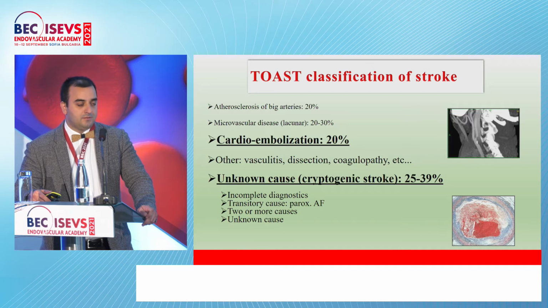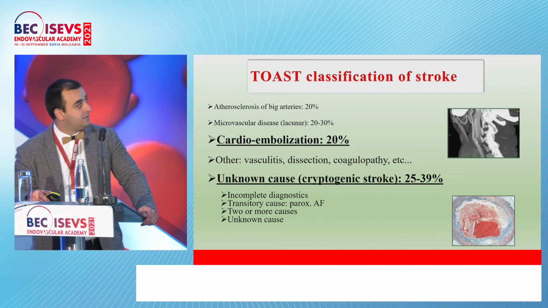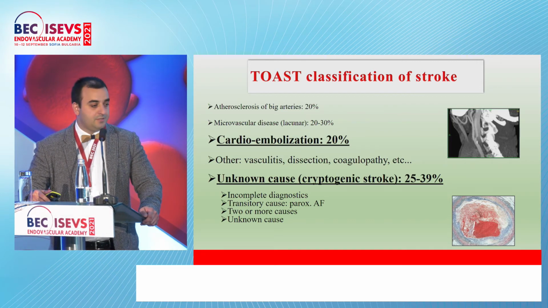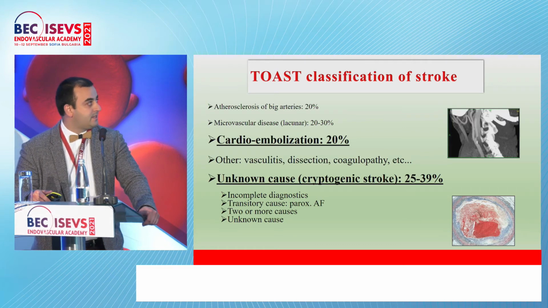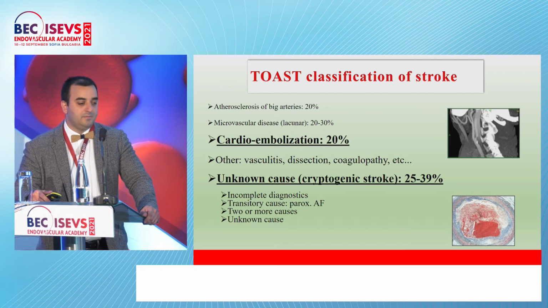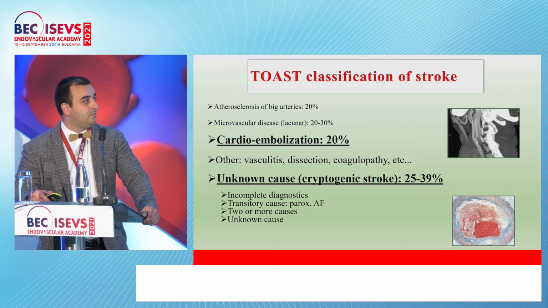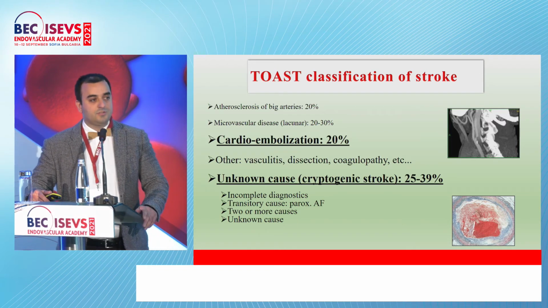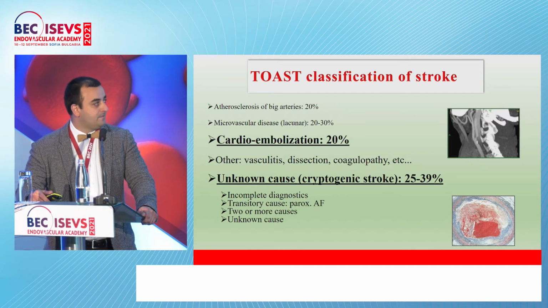As you can see on the slide, that's the TOAST classification of the stroke, and it's underlined that according to this classification, we have around 20% cardioembolic strokes. That means that it's really important to know how to prevent such strokes. And the most important here is to say that we have around 25 to 40% cryptogenic stroke. That means that we don't know what's the cause of the stroke.